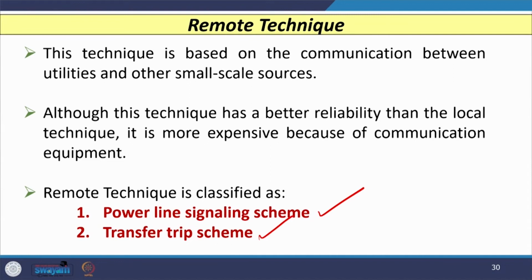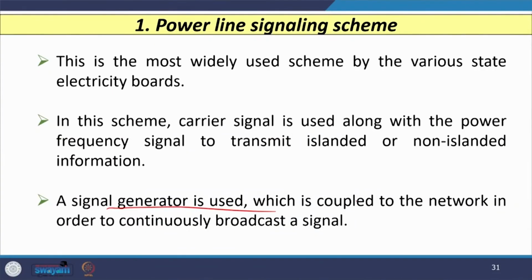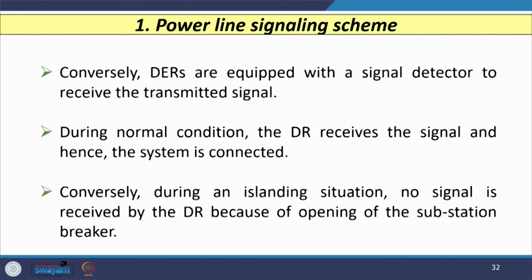Let us discuss first the power line signaling scheme. Power line signaling scheme is the most widely used scheme by utilities. In this scheme, a carrier signal is used along with the power frequency signal or fundamental frequency signal to transmit the islanded or non-islanded information. Here in this case, in most of the substations, a signal generator is used which is coupled to the network in order to continuously broadcast a particular signal, whether the islanded signal or maybe non-islanded information.